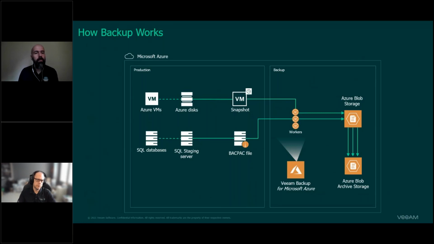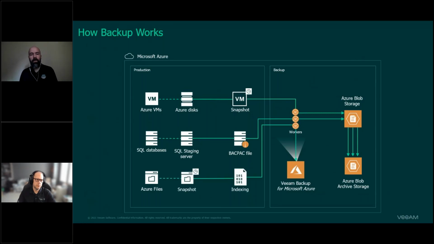The third thing that we're doing is protecting the file shares. In these situations, we go back to Azure native APIs and calls, and we create a snapshot. In addition to that snapshot, we can create an index of the file share, looking at the whole structure and creating that index file.